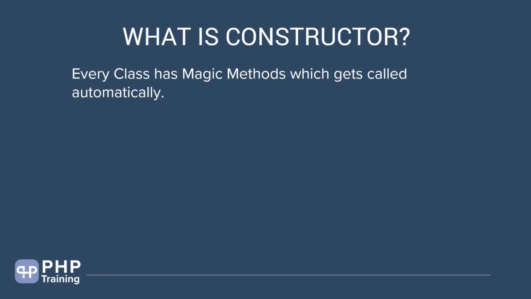In the previous section, we saw there's a property called $this, which was already available in the class. We didn't define it. We didn't tell PHP to load this $this into our class, but it was readily available to access the object. Similarly, there are some methods which are not visible in the class but already available for us to use. Those are called magic methods because they are predefined. Whenever you create a class, they are already available for us to use.